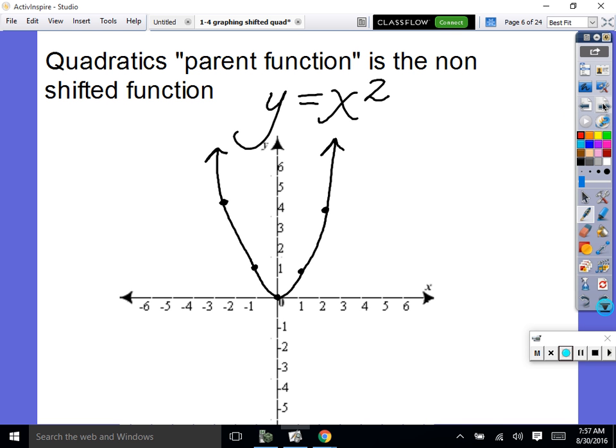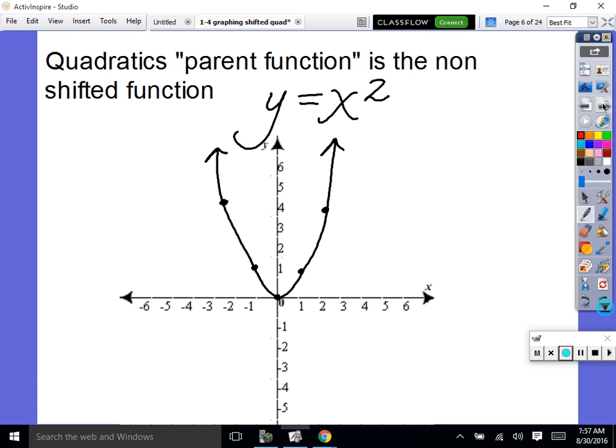So quadratic's parent function is the non-shifted function. So if I say to you, here's the parent function, it just means the basic, most non-shifted function. So does everybody see how y equals x squared has no shift left and right, no shift up and down, not reflected, and it's not stretched or compressed? Does everybody see how x squared is the most basic non-shifted function? That's called a parent function. So don't get confused when on the test I say, describe the transformation from the parent function.